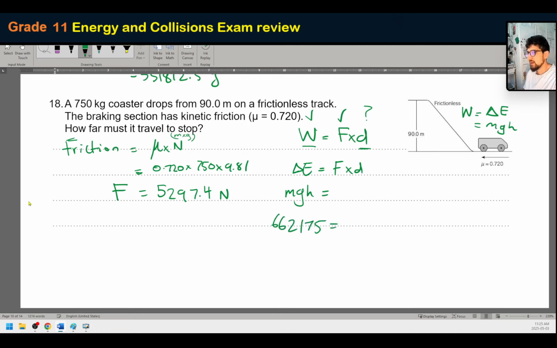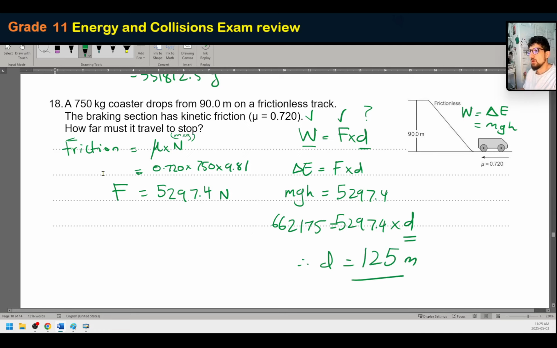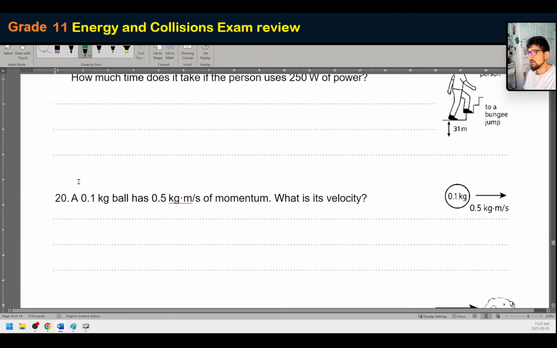So the change of energy is 662,175, and that is equivalent to the force, which is 5297.4, multiplied by the distance. So now I can work out the distance, which is going to be that divided by that. So it's going to be 125 meters exactly. Okay, let's keep going.